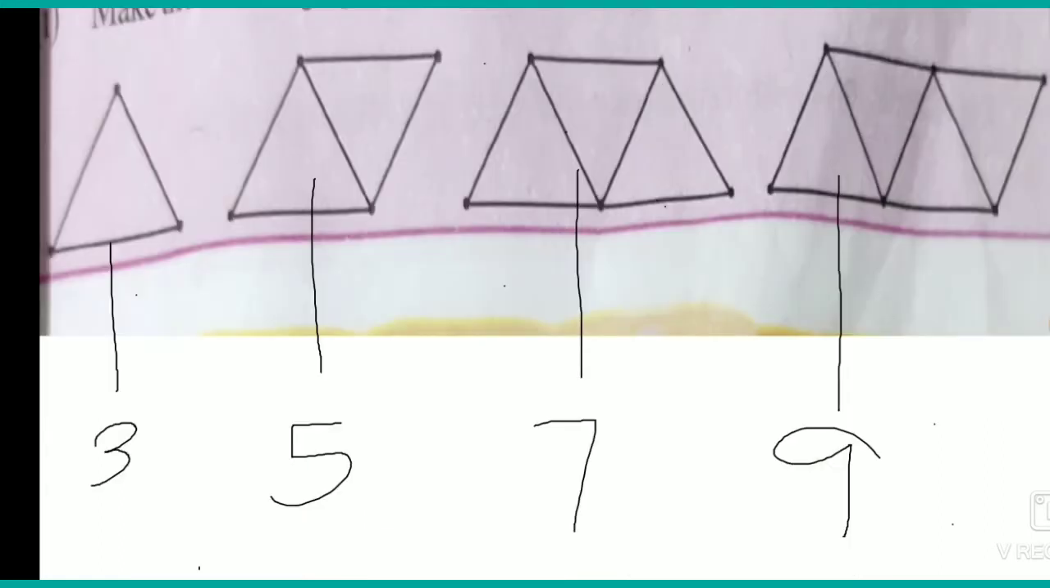And in this pattern also, the first figure has 3 matchsticks, the next figure 5 matchsticks, the next 7 matchsticks, and the last 9 matchsticks. So this is also followed by a particular pattern. Okay, now what is a progression?